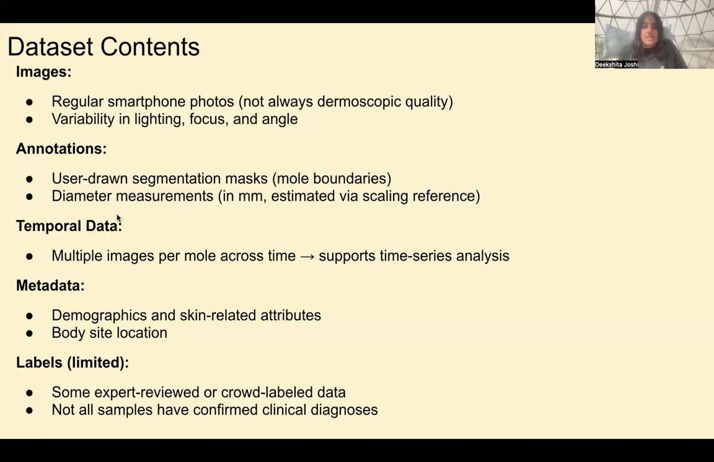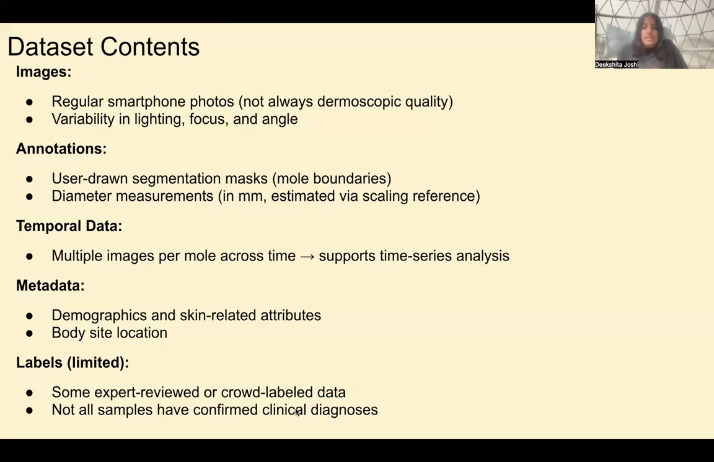There are also annotations. So there's the user-drawn segmentation mask, so there are mole boundaries showing where the mole is. There's a square and a boundary of that specific mole. And there are also diameter measurements. As I mentioned, there's a circle, and the full line through the circle is what a diameter is. It's measured in millimeters, and it's basically estimated using a scaling reference.